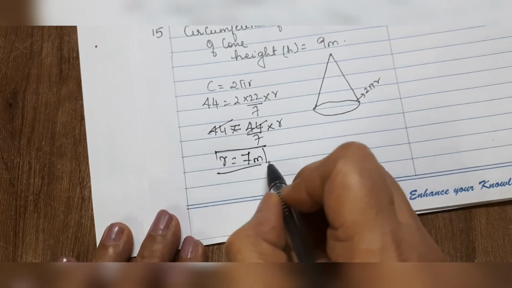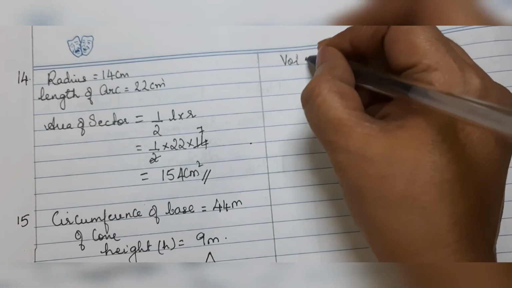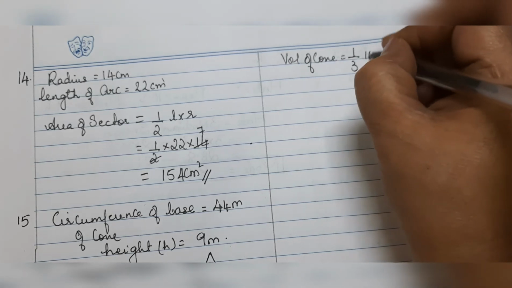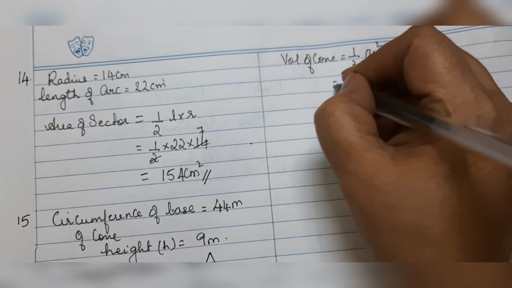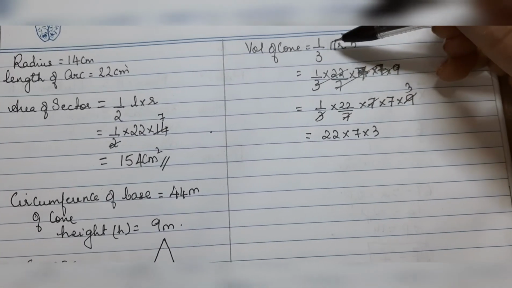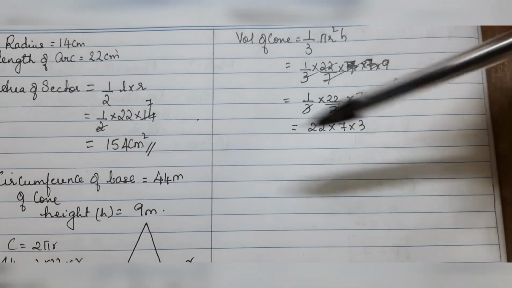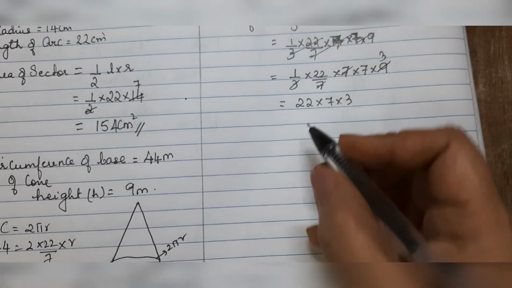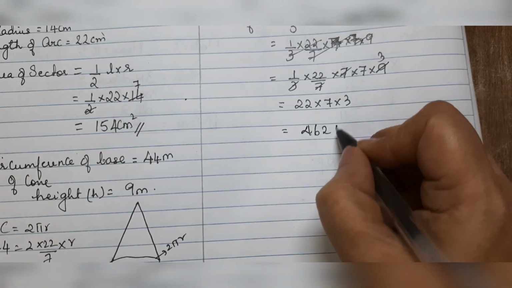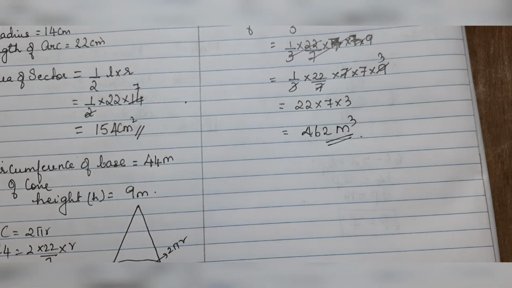We have to find out volume. Volume of the cone. Volume of cone is 1 by 3 pi r square h. So after substituting 1 by 3 pi r square h, r here is 7, which we got, then after cancellation we will get 462 meter cube. So the volume will be 462 meter cube.